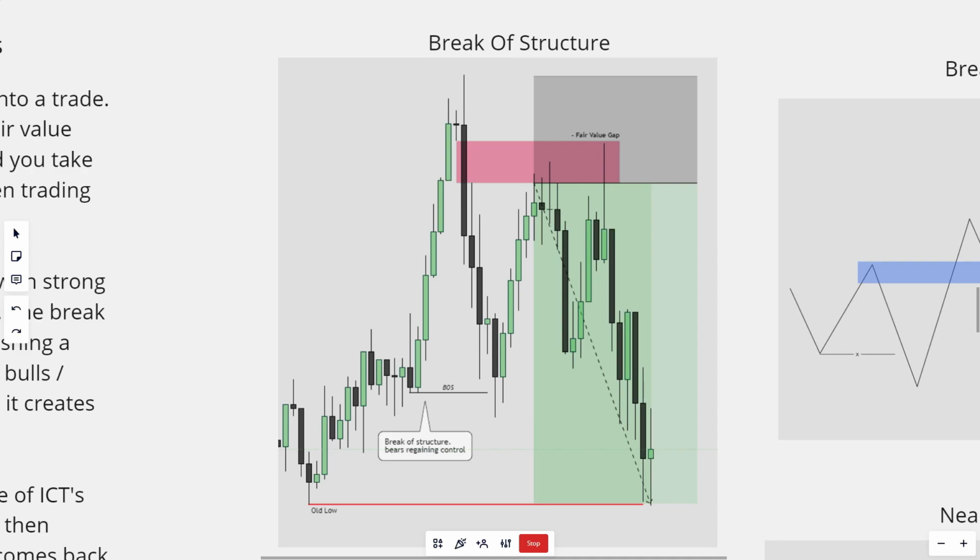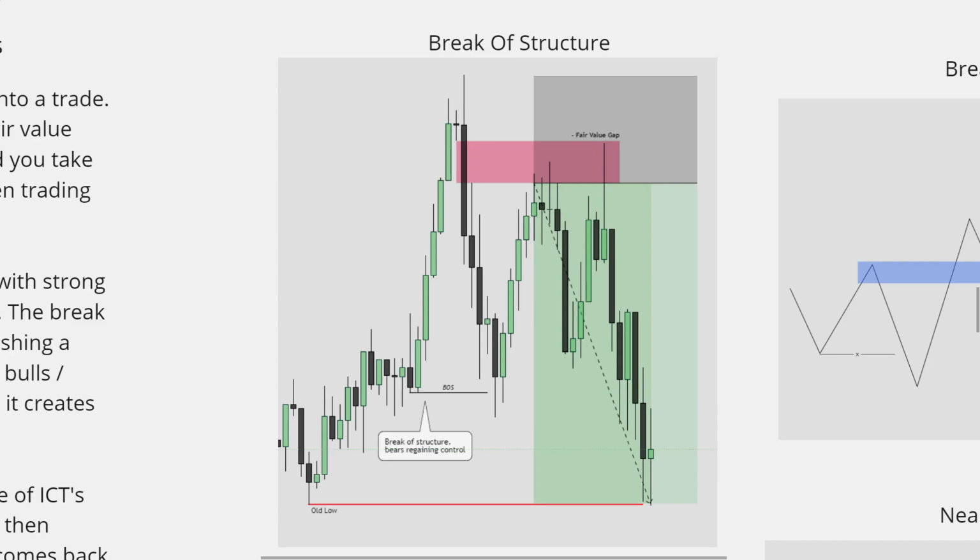We have a breaker structure where this low is then broken. Price leaves a fair value gap. Price comes back up into this fair value gap, and we can actually take our trade right here. Stop loss above this high, and our take profit down here into this old low, and just like that. That's one of the most common ways of trading fair value gaps.